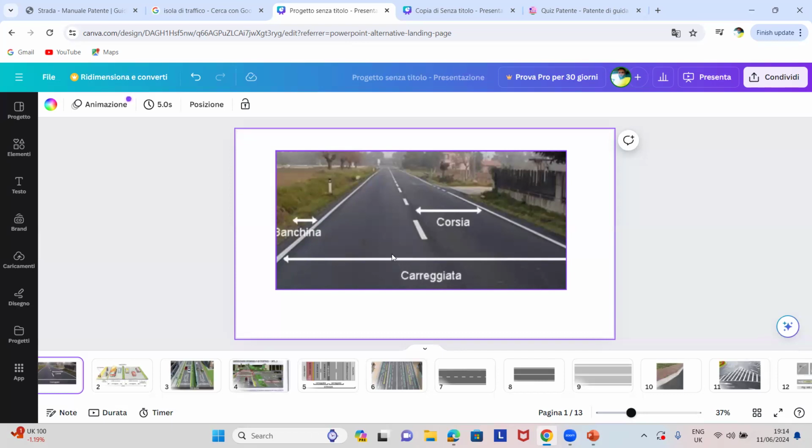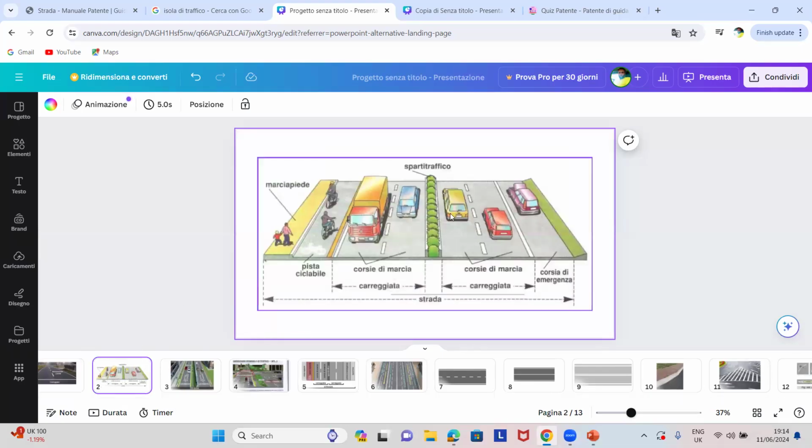Is it clear for everybody here? What is a carreggiata? Carreggiata is what you are seeing here, from the borderline of this road up to the other one, not to this center here. Is it clear? Now let's go back here a little bit. Watch. What will be carreggiata? From this borderline up to this particular place.